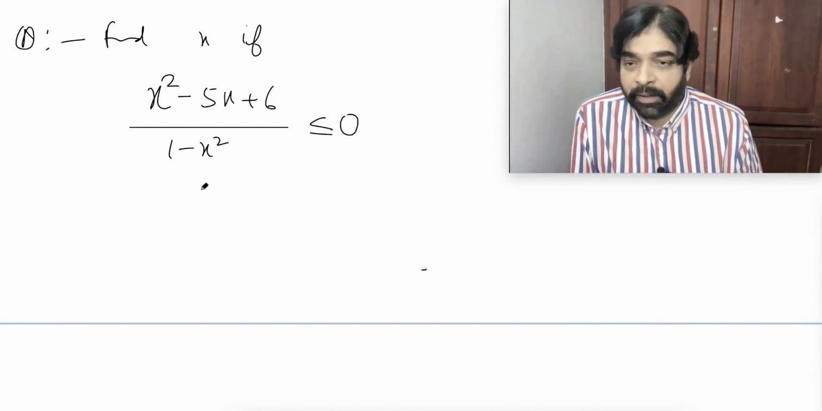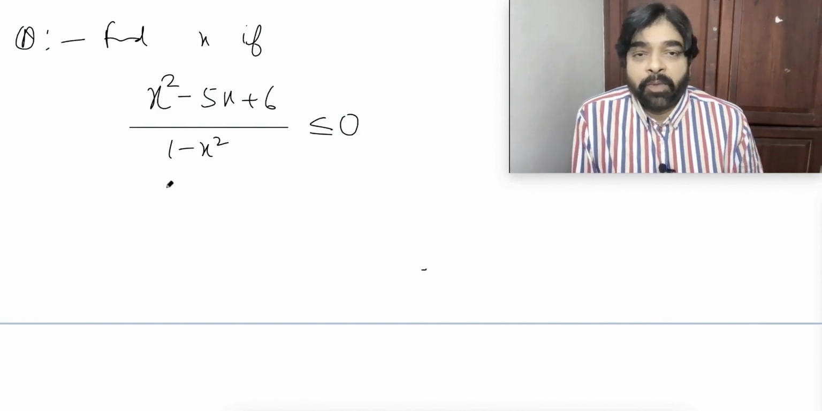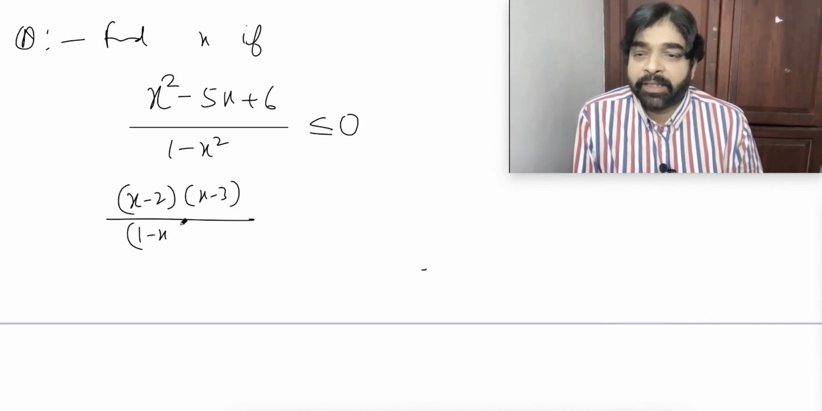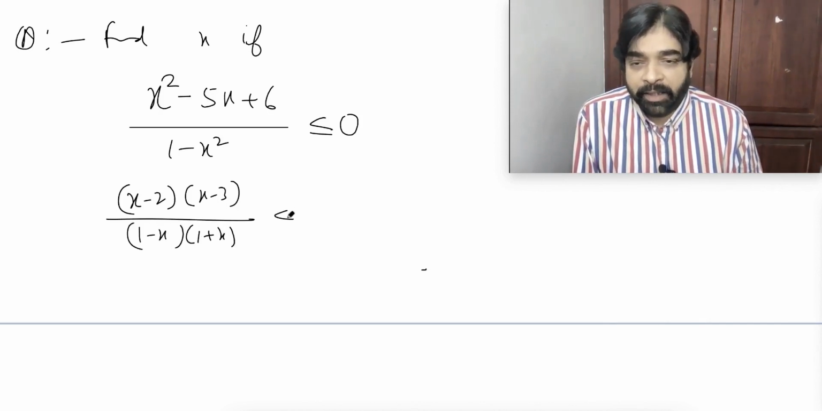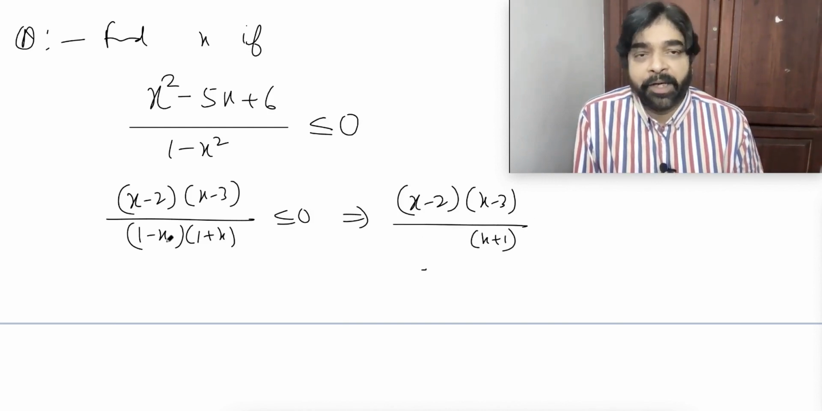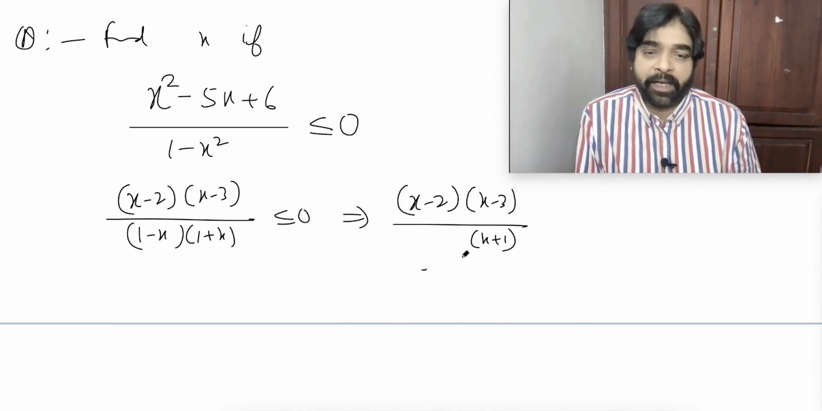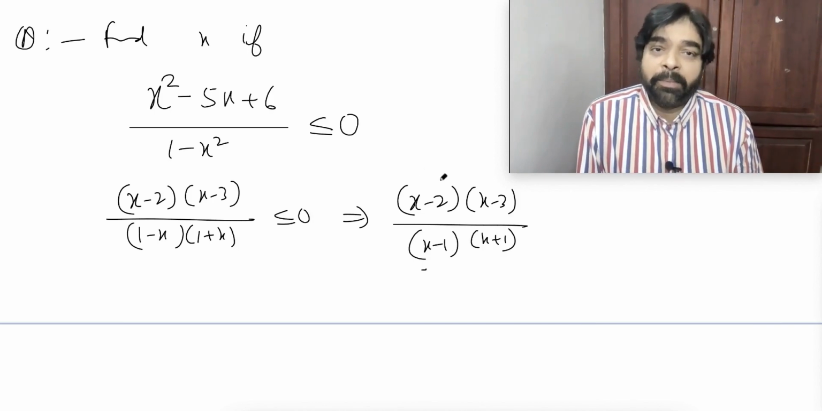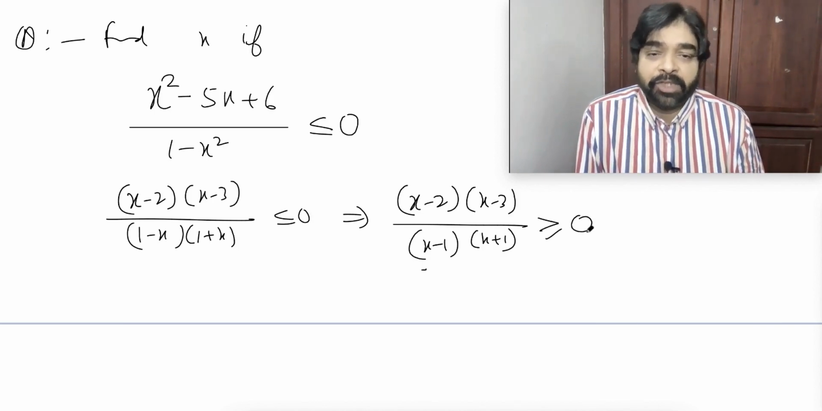I think it's correct. Let me see. This one, first break into linear factors: (x minus 2)(x minus 3) divided by (1 minus x)(1 plus x) less than or equal to 0. Coefficient of x must be positive. (x minus 2), (x minus 3) are already positive, x plus 1 is also positive, but 1 minus x is negative. The minus I will take common and throw to the other side. Throw means multiply on the other side. Since you are multiplying by a negative quantity, the sign of the inequality will change.